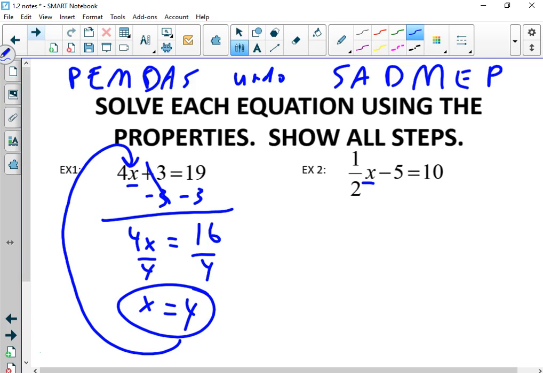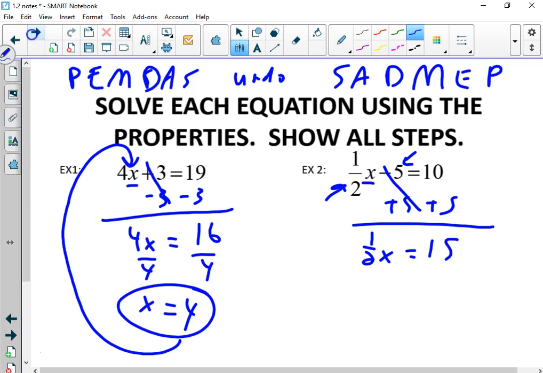So I put the gift in the box, and then I wrapped it. You have to take the wrapping paper off first, right? What's the wrapping paper? The negative 5. How do I undo subtract 5? I add 5 to both sides. The 5's cancel, giving me 1/2 x equals 15. Now remember, when we have a fraction, we undo it by multiplying by the reciprocal, standing on its head. So the reciprocal of 1/2 is 2 over 1, or simply just 2. Cancel, x equals 30.